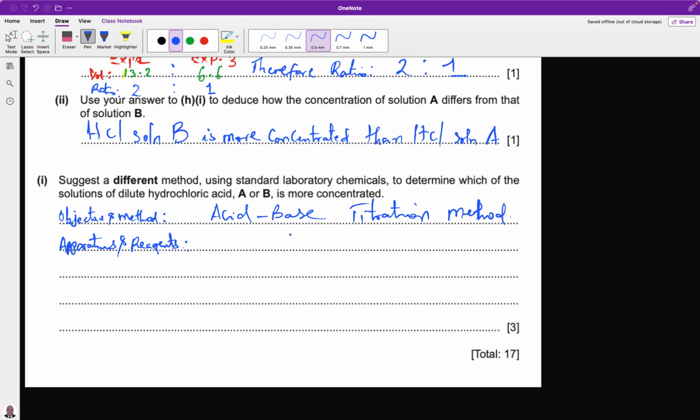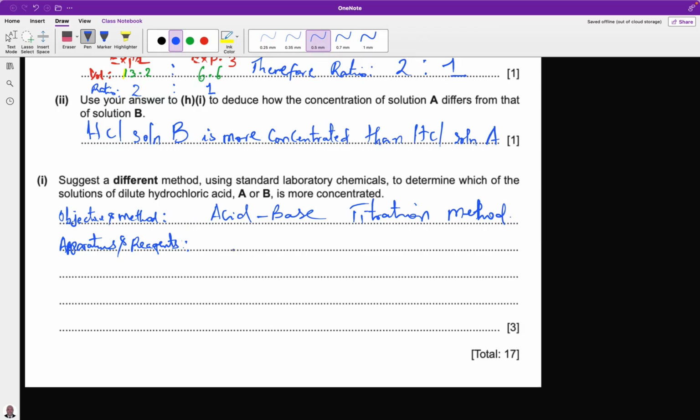Here, as I mentioned in our previous video, in the first section of our lesson, you need to mention them briefly: eye protection, the gloves, the burette, the 25 cm cube pipette and the filler, 250 cm cube conical flask, white tile, the hydrochloric acid solution A, the hydrochloric acid solution B, 1 mole per dm cube sodium hydroxide, a dropping pipette, and a phenolphthalein indicator. That is what is needed here.